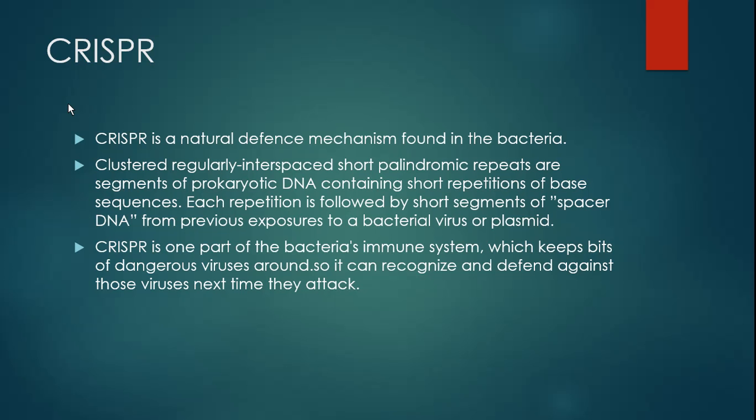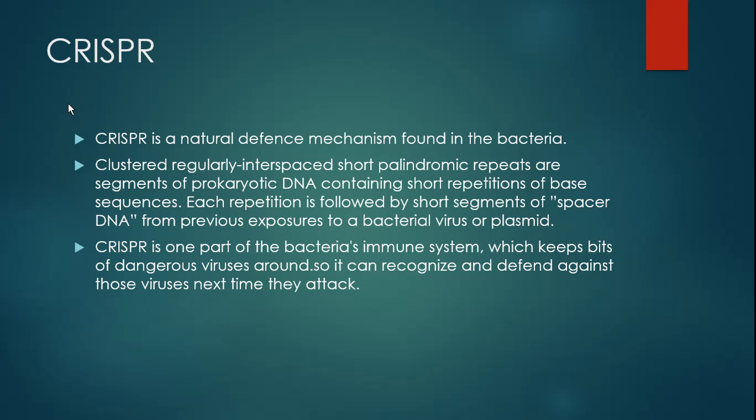CRISPR is a natural defense mechanism found in bacteria. CRISPR-Cas9 is a genetic engineering technique that makes use of this cellular machinery that bacteria use to identify and modify the DNA of harmful viruses. Clustered regularly interspaced short palindromic repeats are segments of prokaryotic DNA containing short repetitions of base sequences. Each repetition is followed by short segments of spacer DNA from previous exposures to a bacterial virus or plasmid.